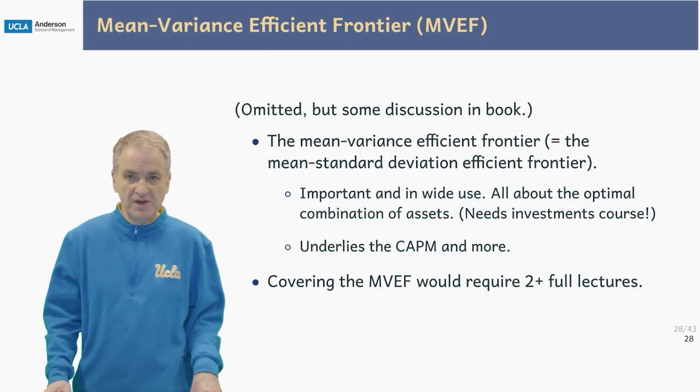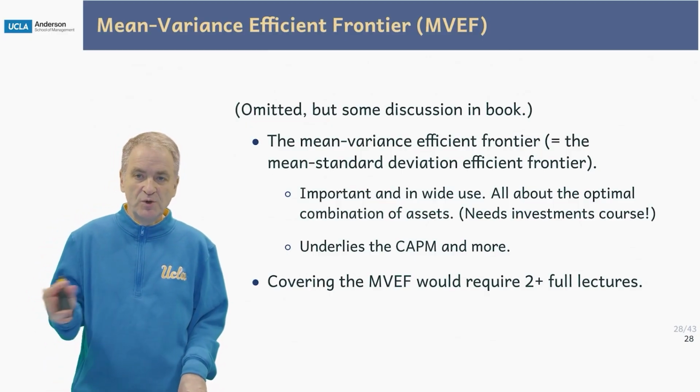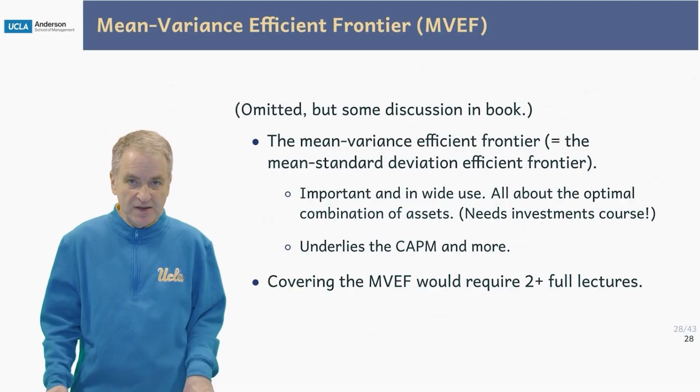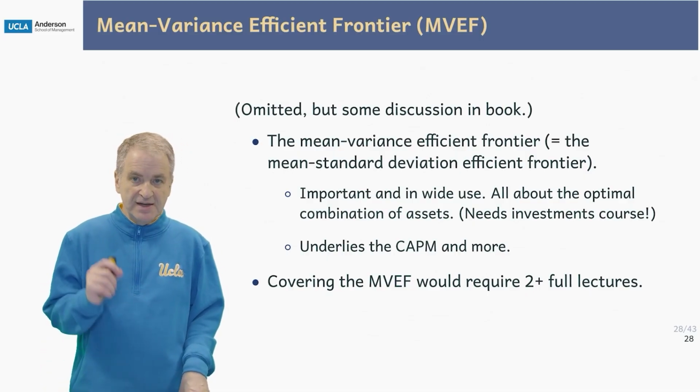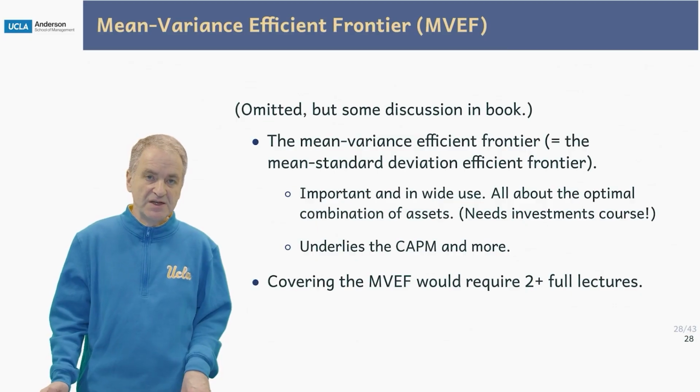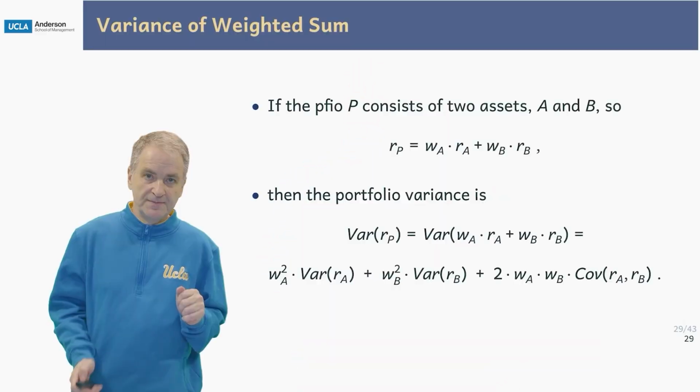If we wanted to cover this, it would require 2 or more full lectures and a lot of mathematics. And for our purposes in a corporate finance class, it's not as important as it is in an investments class. The rest of this video is going to cover a variety of topics that are related, but not the same. The most important relates to how risk grows when asset returns are uncorrelated.